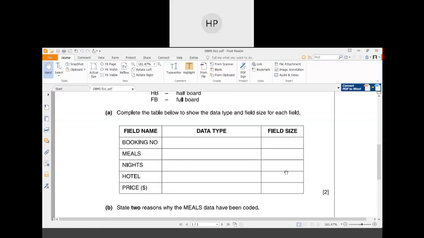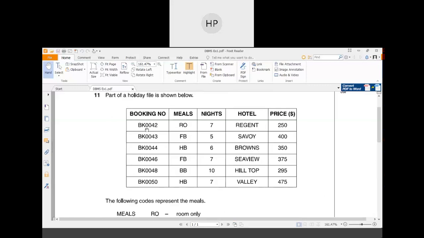So for the time being, we will ignore this particular one, field size, because we have not done this part so far. Field size is in the database properties, but we are not going to talk about this in this case. So we will go ahead with the data type. So the booking number. According to the booking database table, what is the data type of the booking number?